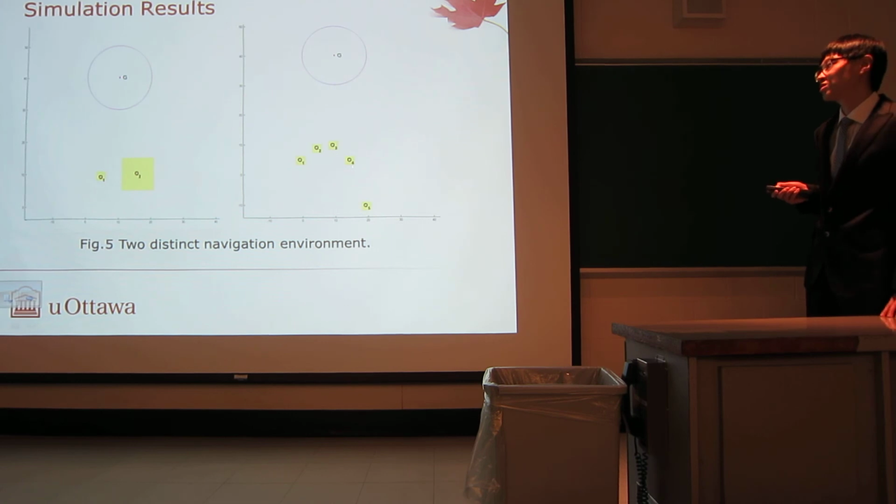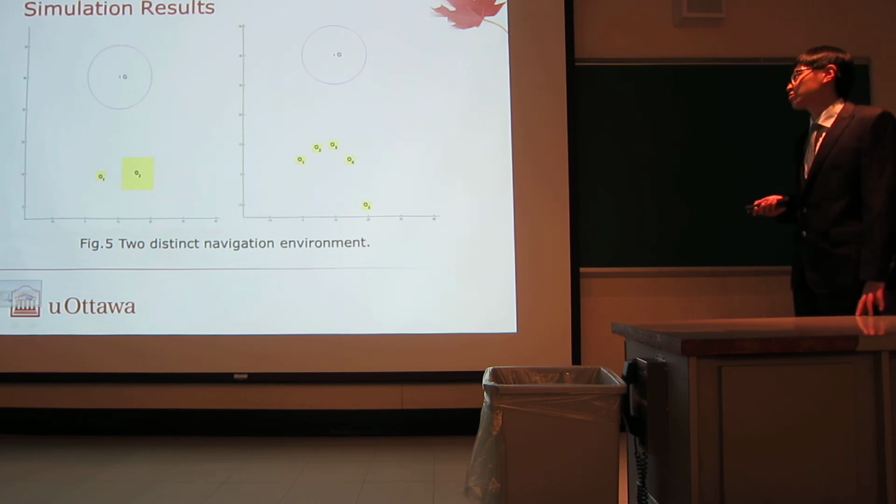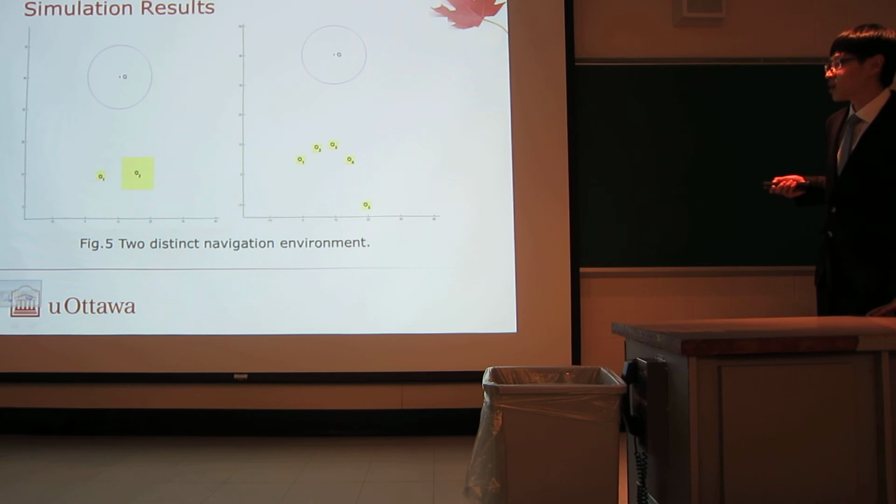And the second navigation environment is a concave obstacle, which is composed of five small obstacles. It's a configuration of obstacles. And still, the robot will find the proper turning direction to escape this concave obstacle and reach the goal.